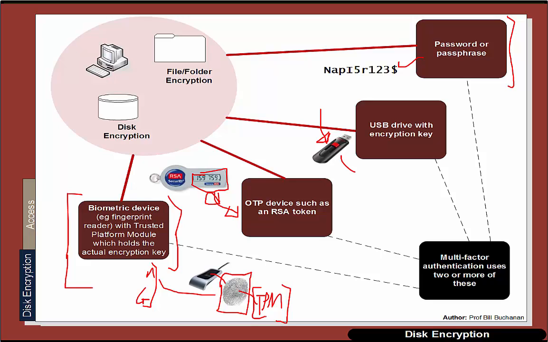Along with each of the individual ones, we can actually have two or more of these methods that come together to make the system even more secure. So we could have a passphrase and also a USB drive with encryption keys.